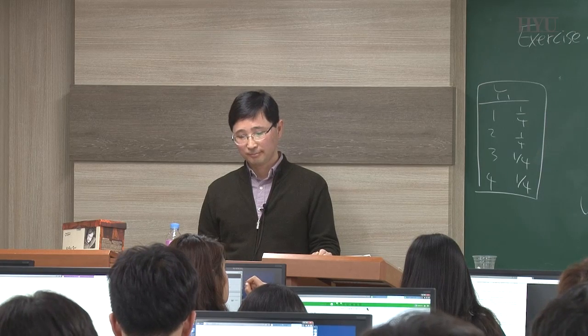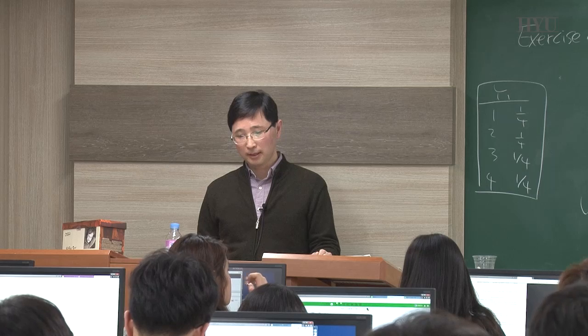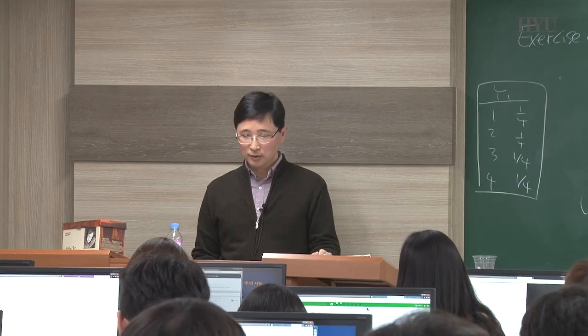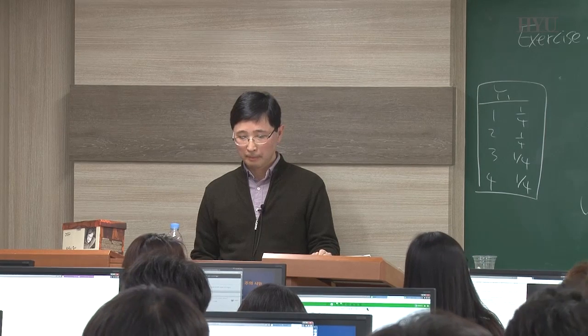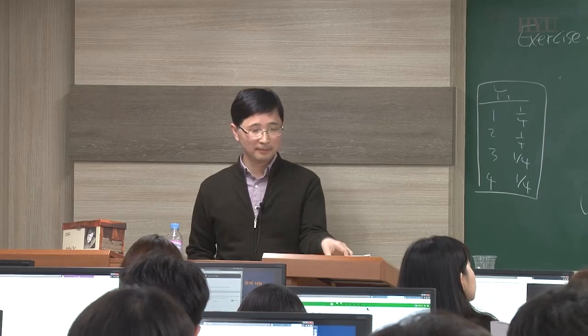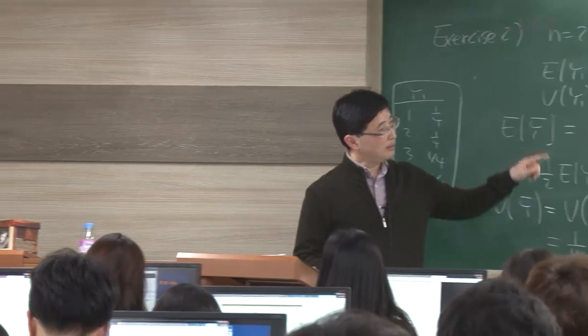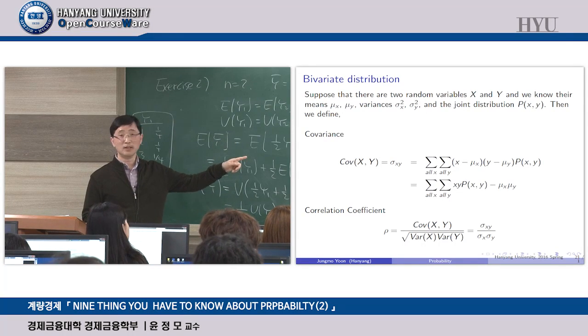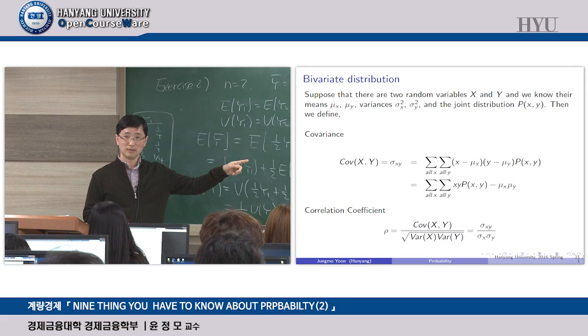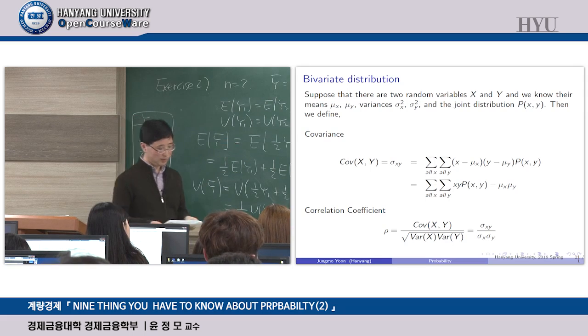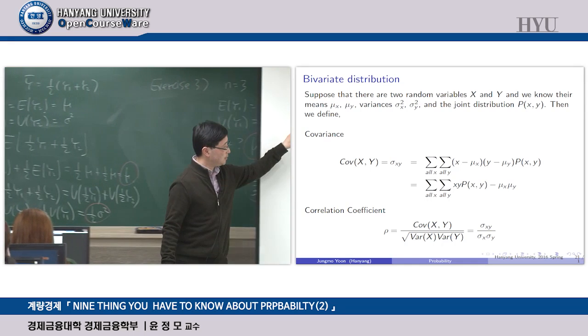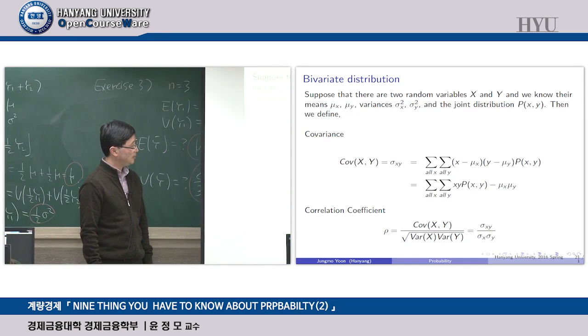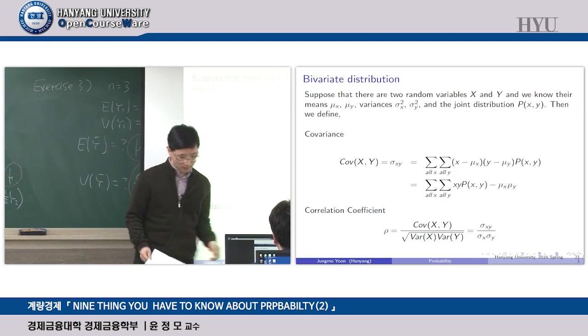So we are done. So that's 9 things you have to know about probability. And there are some additional topics here and there. One is that I want you to remember the definition of the covariance and the definition of the correlation coefficient. Okay? So can you do that? This is something we certainly did a lot in the statistics class. So just review these things.